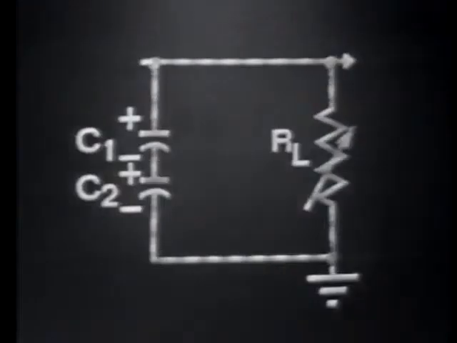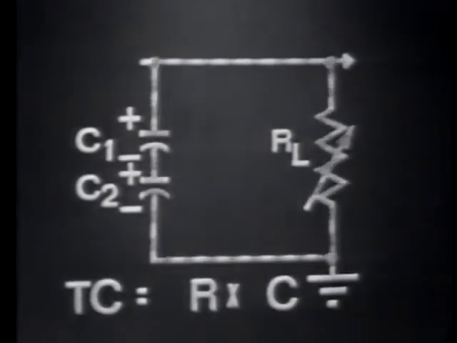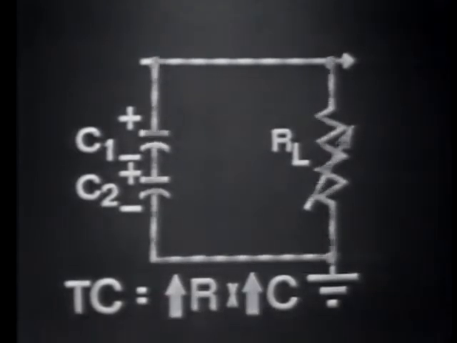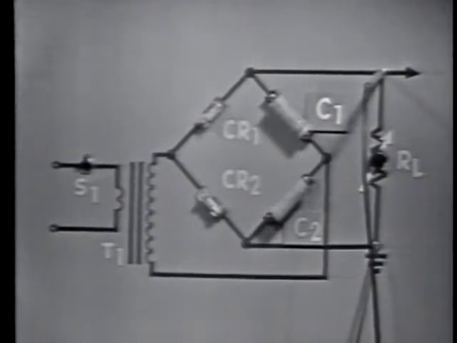If we isolate C1, C2, and RL from the diodes, the discharge path for C1 and C2 is through each other and the load. Now, since it takes time to discharge the capacitors, and since the time constant equals resistance times capacitance, or R times C, the higher the value of resistance and capacitance, the longer the time for one time constant. With a long time constant, where the resistance is high, average output voltage is high.